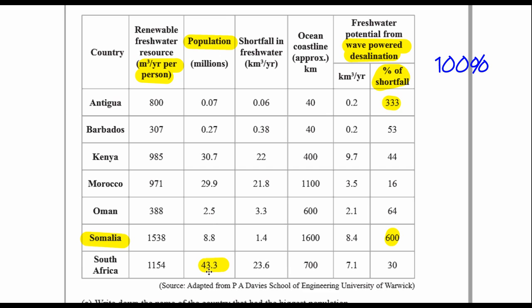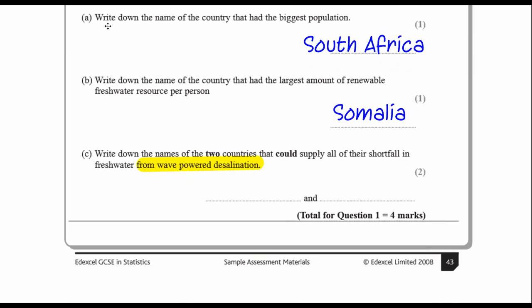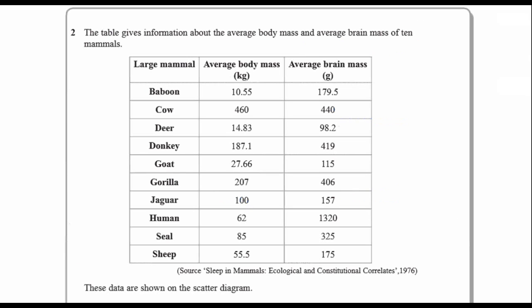And hence our 2 answers are Antigua and Somalia. Okay, Antigua and Somalia. Let's write down our answers. Done. Okay, so reading off the table, bit of a tricky one on part C, but moving on now.